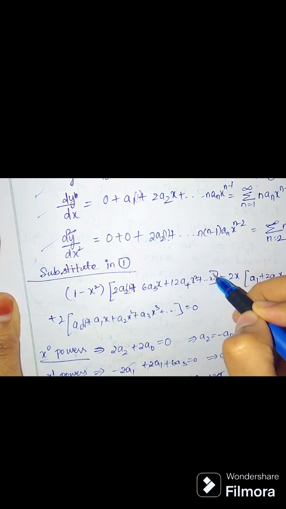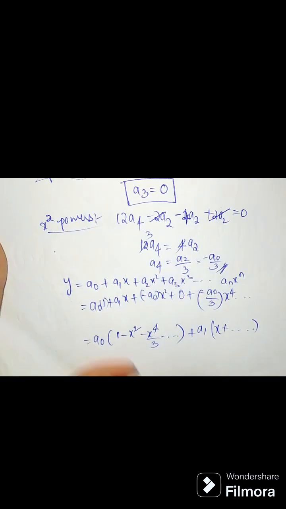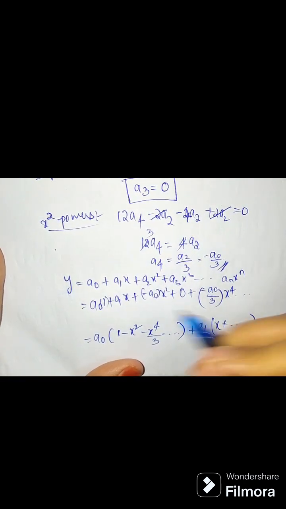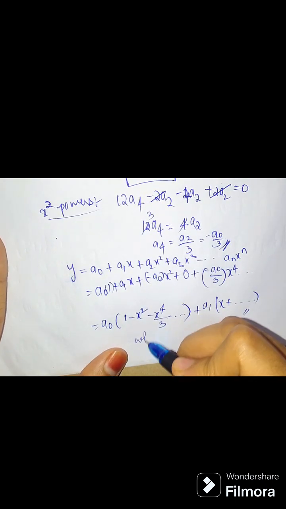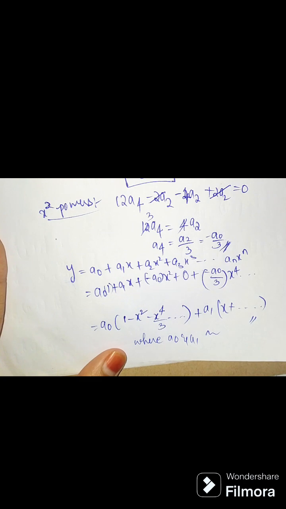Then you'll get x cube here. From here a power 4 is there, next you will get a power 5. If you have time in the exam, you can do it, or else you can leave it here also. Just finally write where a0 and a1 are arbitrary constants. That's what you have to write.